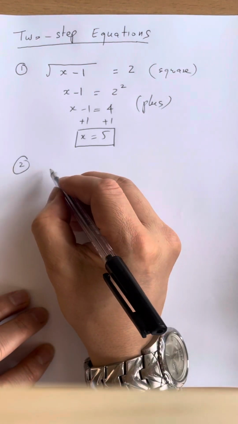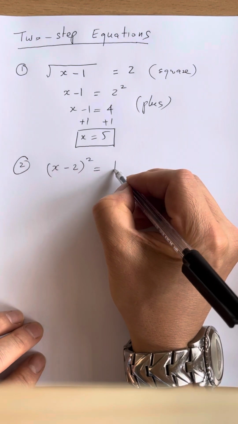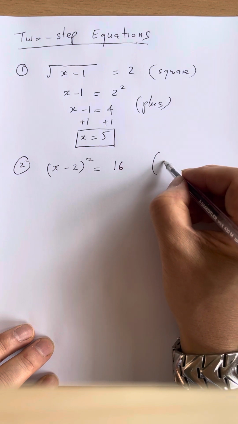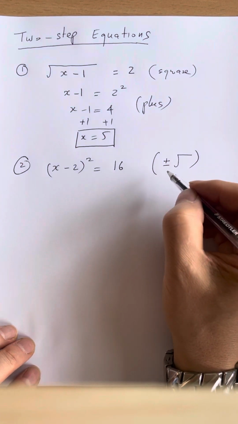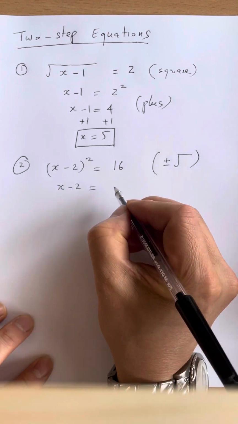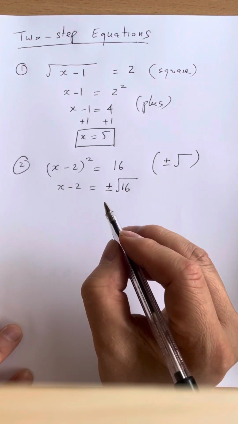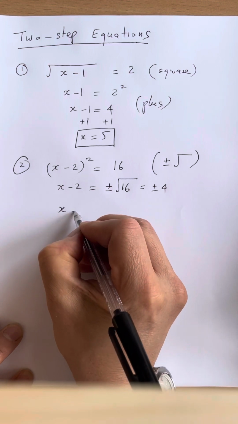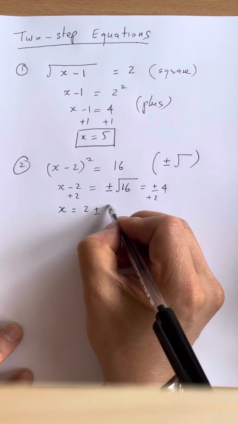The second one, if you are going to be taking the inverse of square, the inverse of square is plus and minus square root. Don't forget the plus and minus. A lot of people forget the plus and minus square root. So the first step is you're going to take the plus and minus square root to get that, and of course plus and minus square root of 16 is plus and minus 4, which means x, and so you plus 2 to both sides, so then it's 2 plus and minus 4.